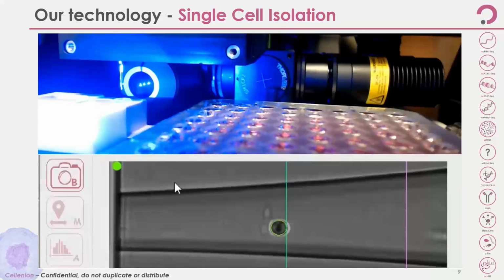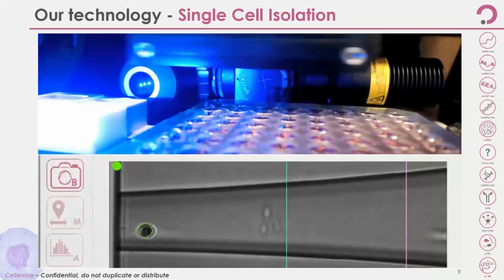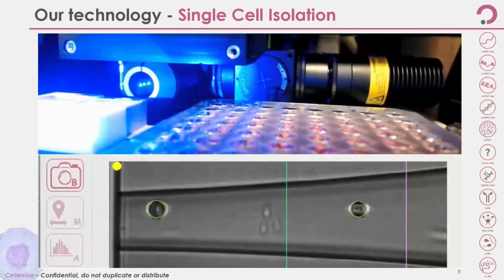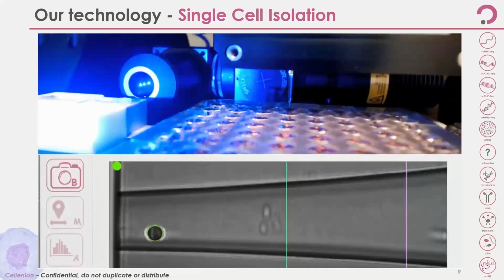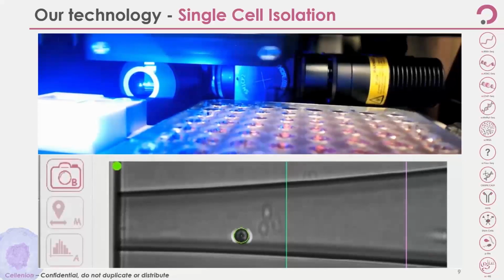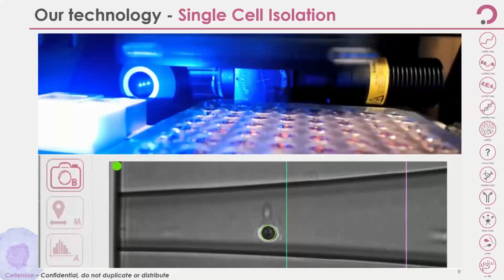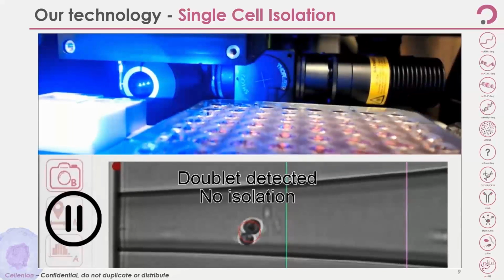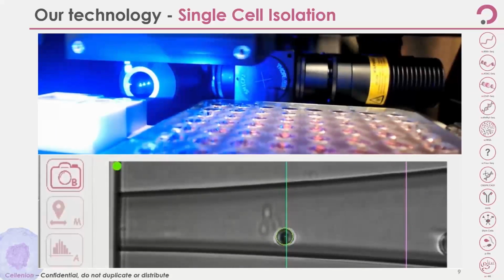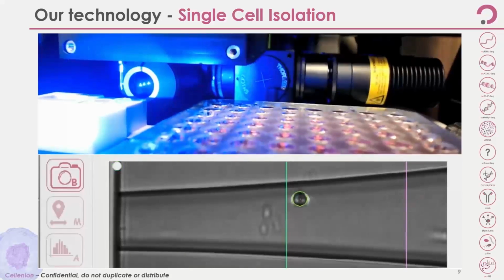So this animation was obviously slow motion to allow me to explain a bit while it was playing, but if we see it live, it looks like this. So you can see that on the software, you have like a green button that shows you whenever a single cell is detected and isolated. So it goes quite fast. But if you have a doublet, then it's red, meaning that there will be no isolation. And we keep on isolating.